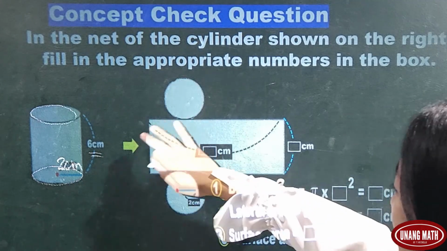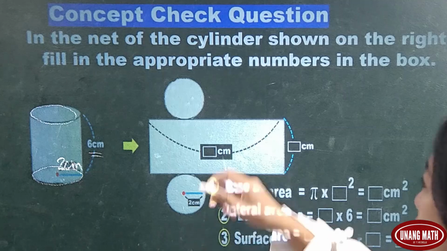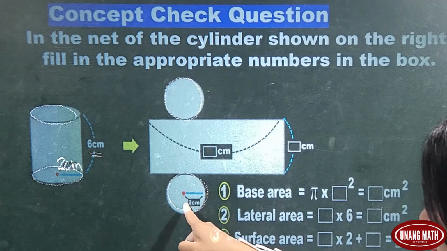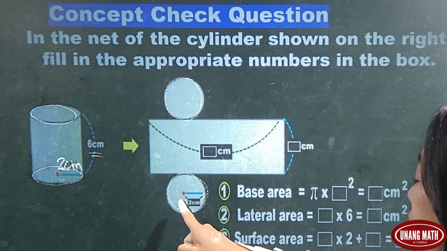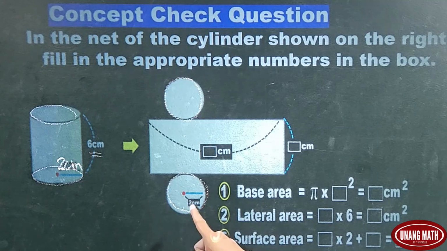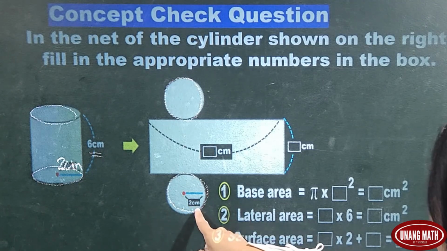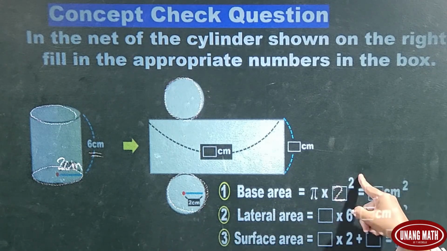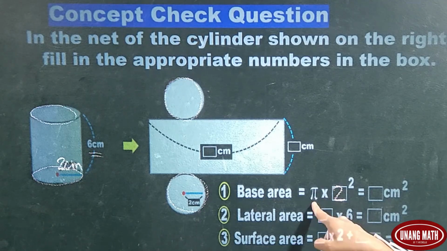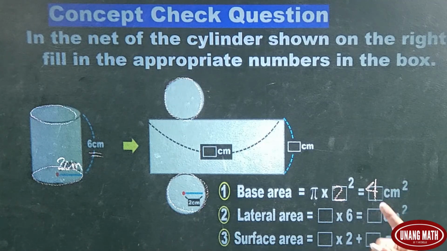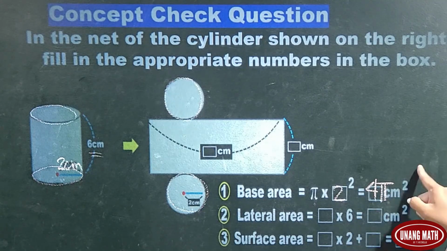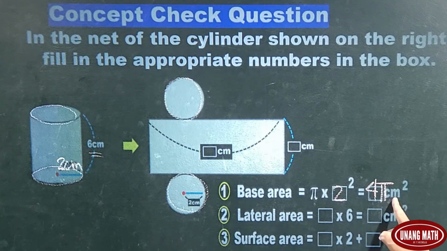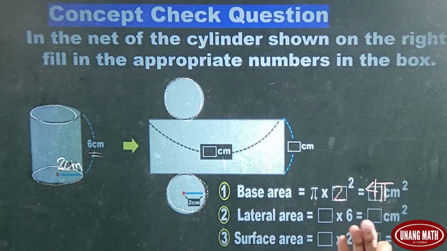Let's consider this cylinder's net. So these are the bases. It's given that the radius is 2 centimeters. First, we have to find the area of one base. Since the radius is 2 centimeters, pi times radius squared. This is 2 squared, and 2 squared is 4, so 4 times pi. So the area of one base is 4 pi square centimeters. We just have to multiply this by 2 later on to find the area of the two bases.